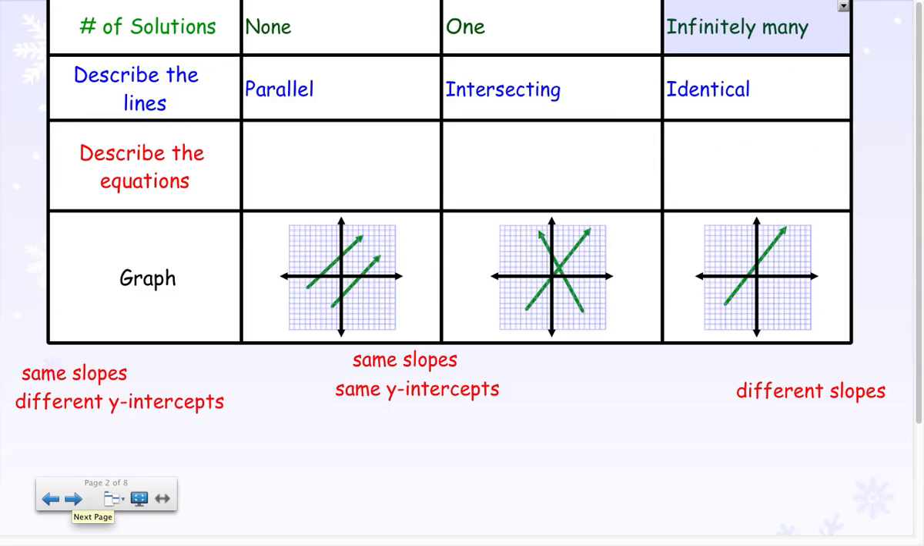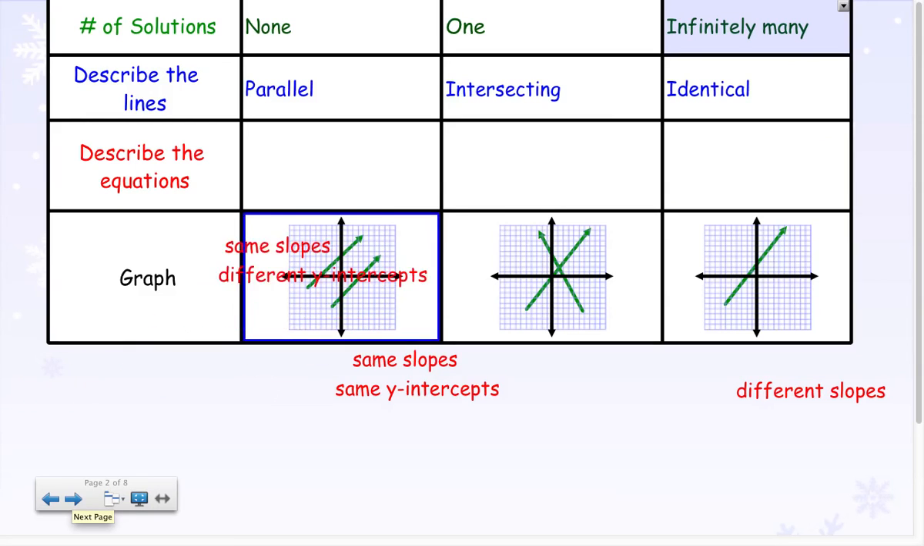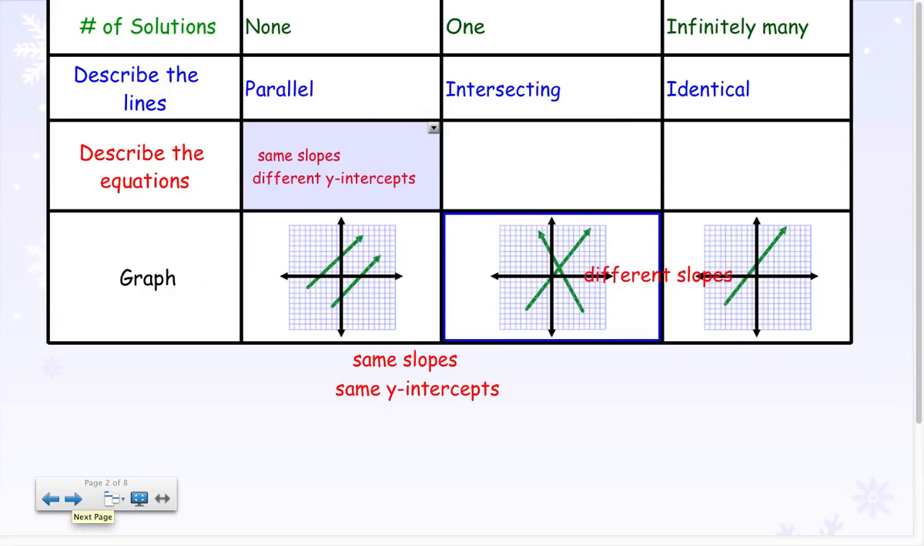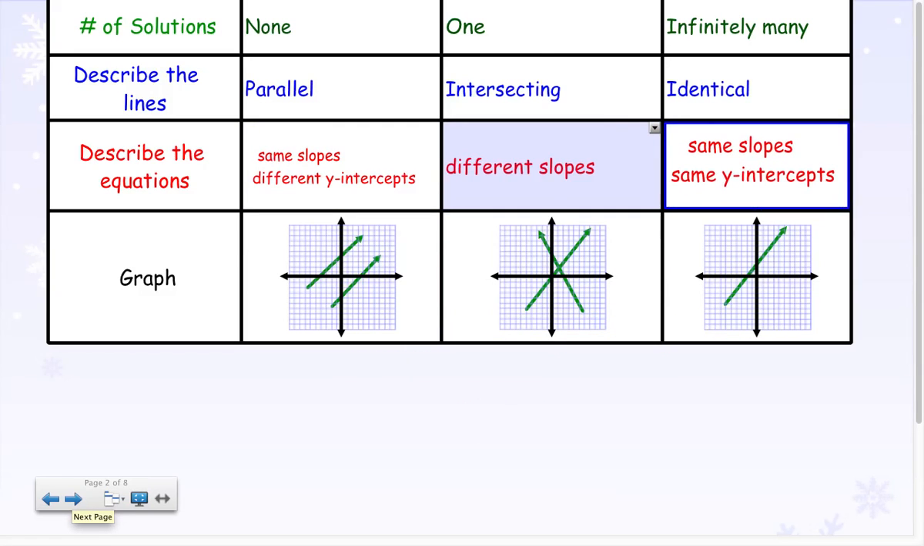If lines are parallel, they have the same slope and a different y-intercept. If lines are intersecting, they have different slopes. And if lines are identical, they have the same slope, same y-intercept. So I just wanted to review that so you make sure you remember it.